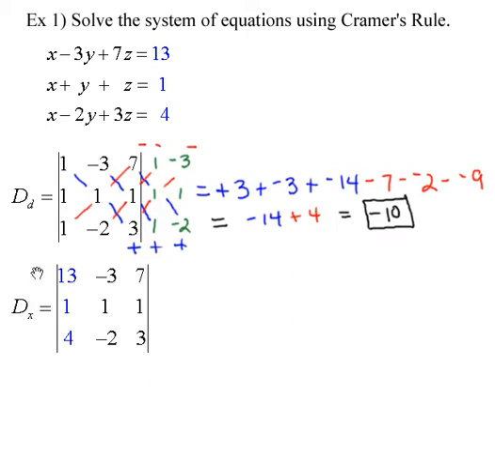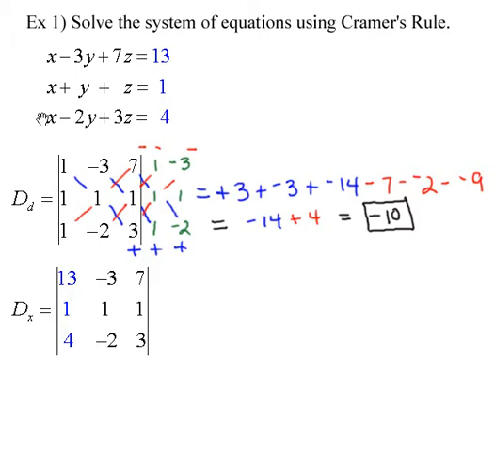For that, if you remember the words in the game plan, we're going to take the coefficients of x, 1, 1, and 1, which were in the first column. We're going to replace them with the constants, 13, 1, and 4. So in the first column, we'll put in 13, 1, and 4 instead of the coefficients of x. We're going to repeat the process of finding the determinant. To do that, we're going to take the first two columns and write them over again outside the matrix.